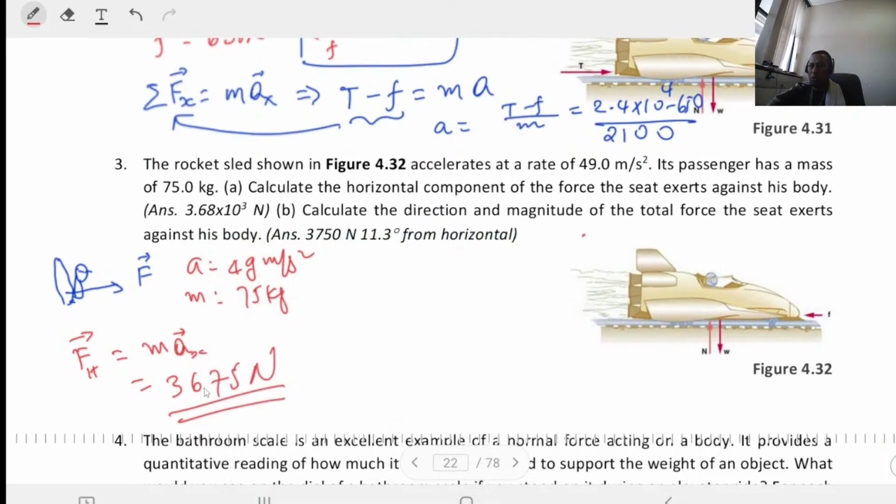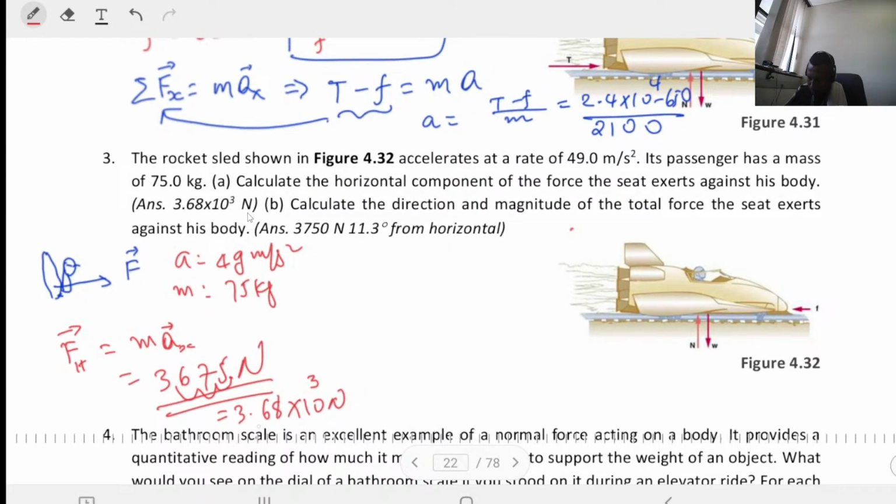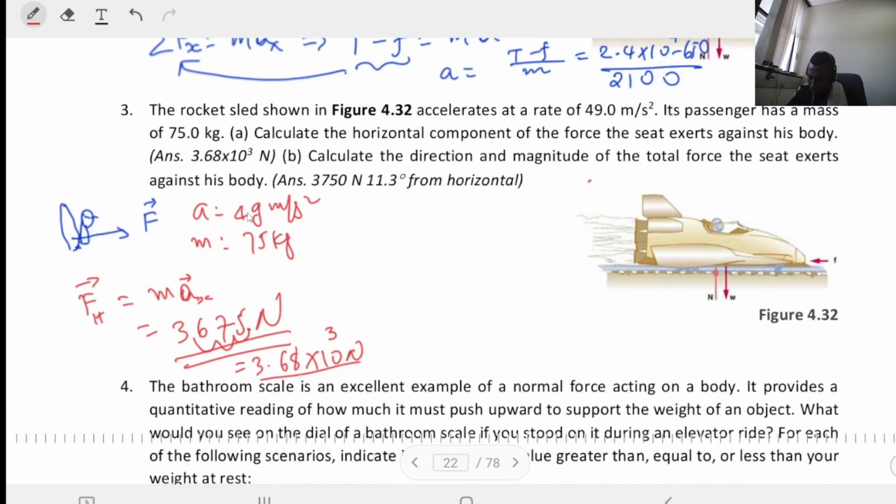It's a very huge force actually. And what she said, 3.68 times 10 raised to 3. Just to compare, the dot is there, 1, 2, 3. Therefore, this is the same as 3.6. Let's round off. Instead of 5, this one goes 8, times 10 raised to 3 Newton. Therefore, correct? It's actually easy.